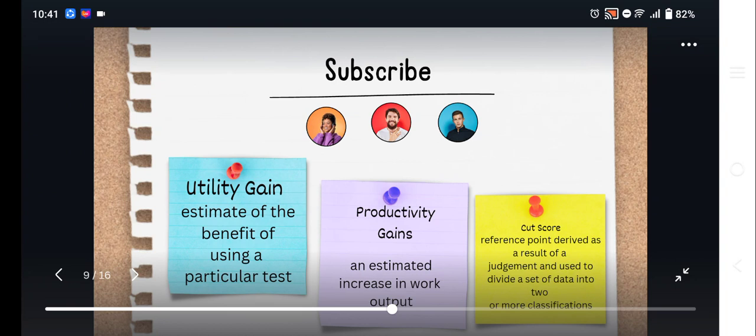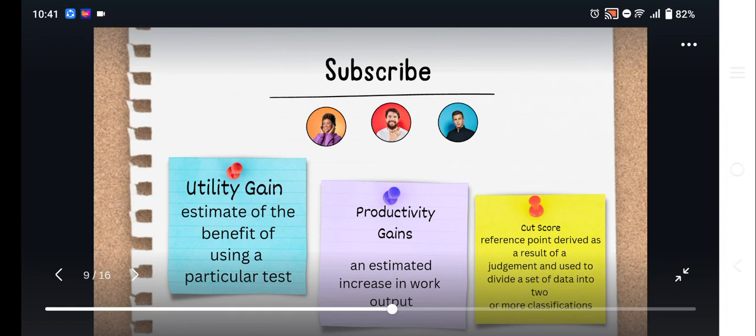So, we have a gain. This is an estimate of the benefits of using a particular test. Okay. Productivity gains: an estimated increase in work output. Okay?